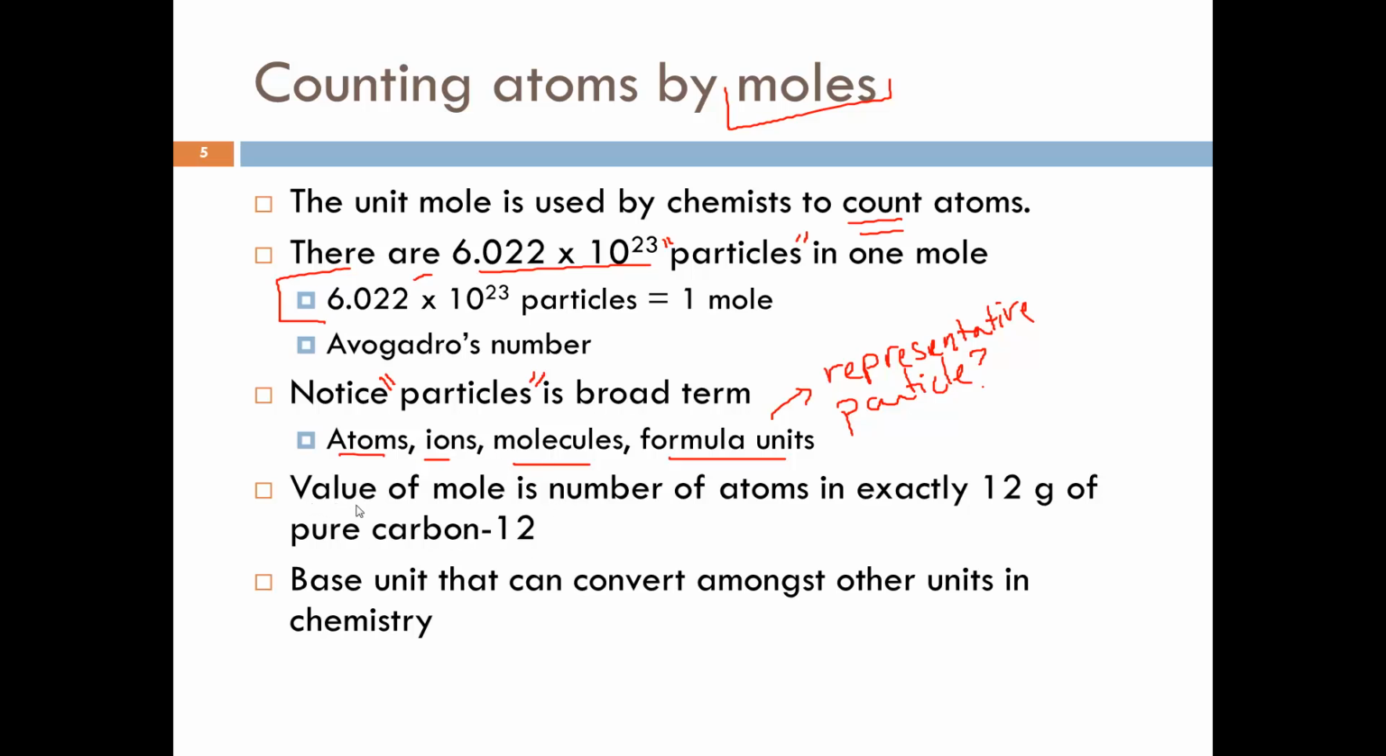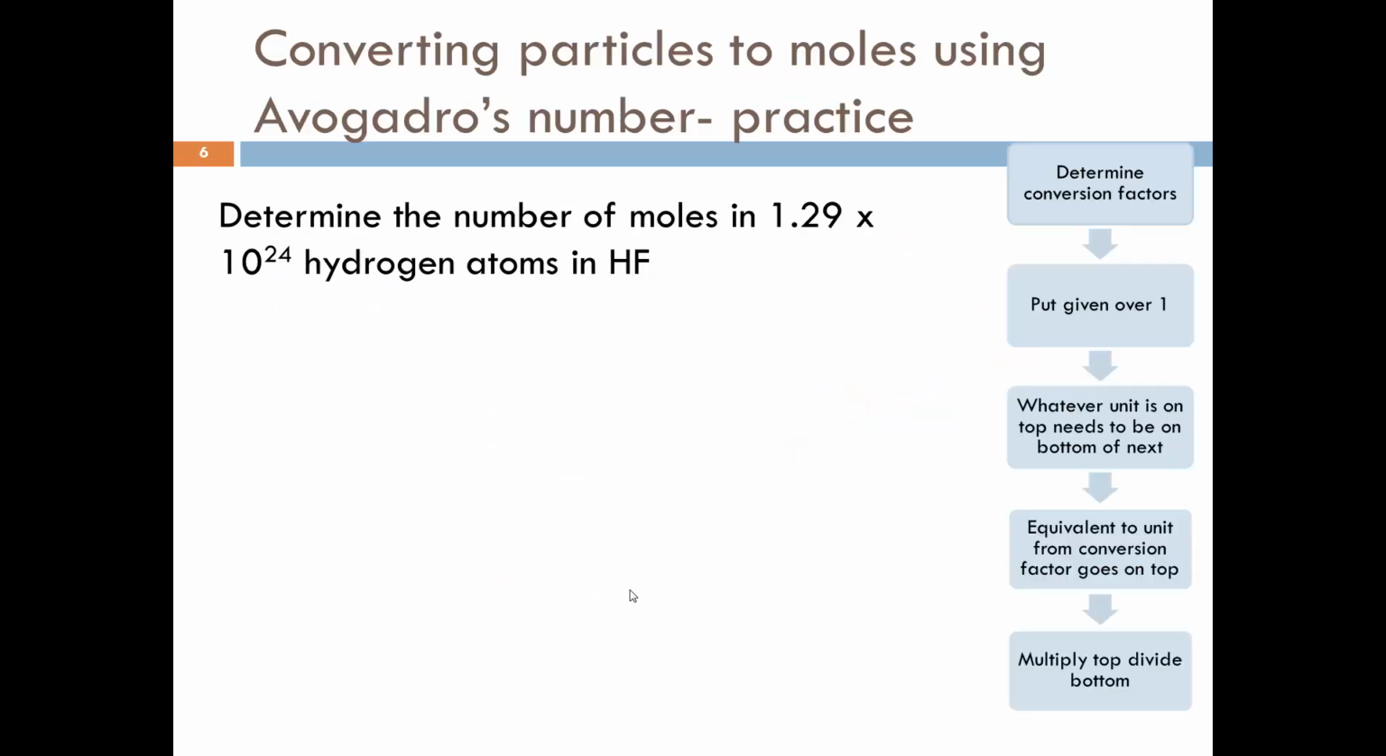The value of a mole is the number of atoms in exactly 12 grams of pure carbon-12. And it is the base unit that can convert amongst other units within chemistry. So let's take a second to practice this. Determine the number of moles in 1.29 times 10 to the 24th hydrogen atoms.